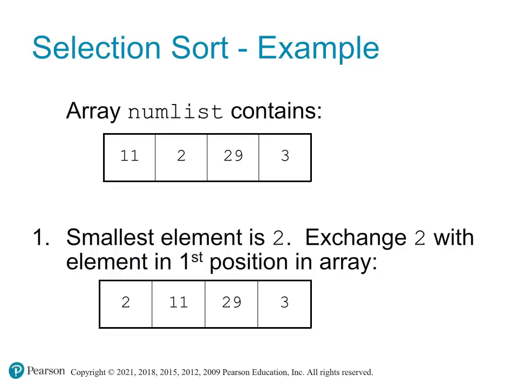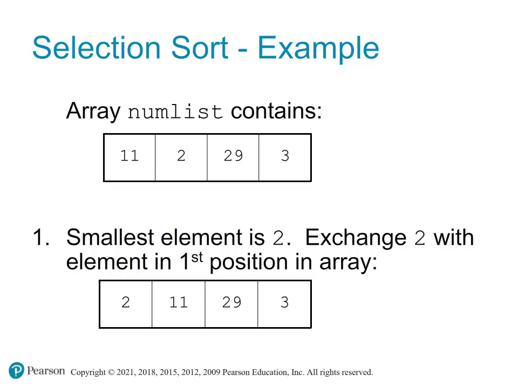Let's go through an example. We have an array numList containing the elements 11, 2, 29, and 3. The first step is to identify the smallest element in the array. In this case, that's the number 2.